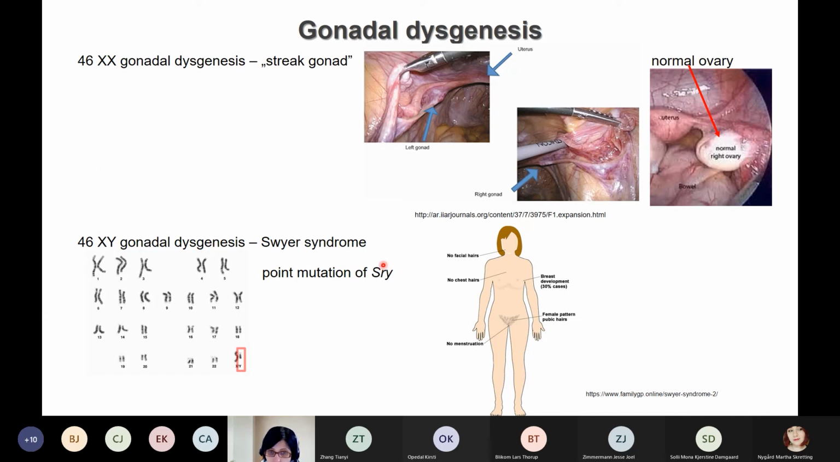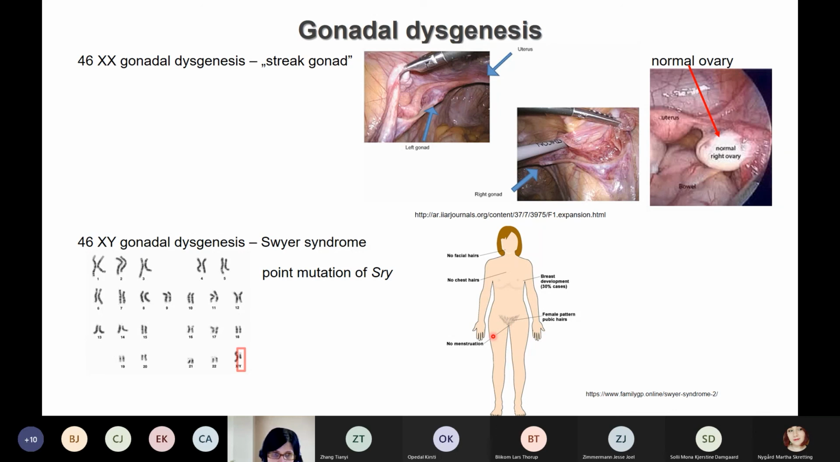This is the case in Swyer syndrome, which we have already mentioned. Swyer syndrome is caused by a point mutation of the SRY gene. In this case, testis development fails, and instead of the testis, a streak gonad will develop. These patients also have a female appearance, and normally developed female external genitalia are visible.